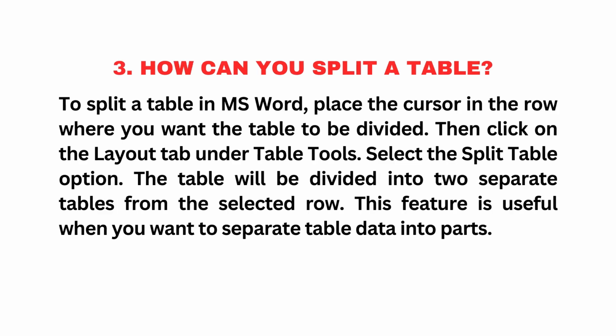3. How can you split a table? To split a table in MS Word, place the cursor in the row where you want the table to be divided. Then click on the Layout tab under Table Tools. Select the Split Table option. The table will be divided into two separate tables from the selected row. This feature is useful when you want to separate table data into parts.